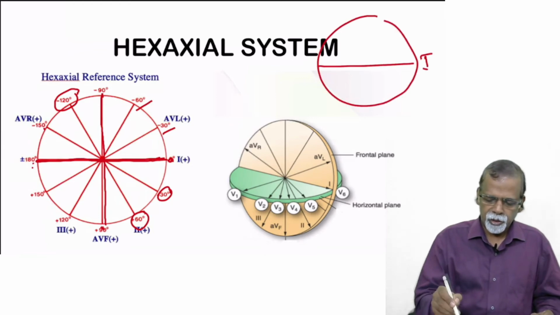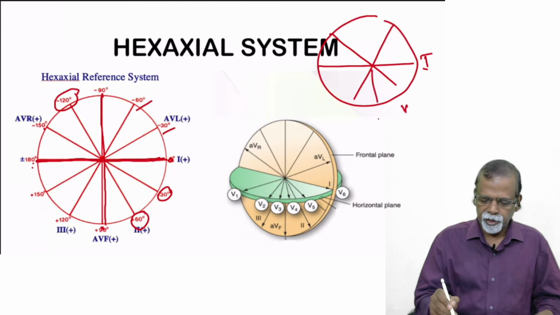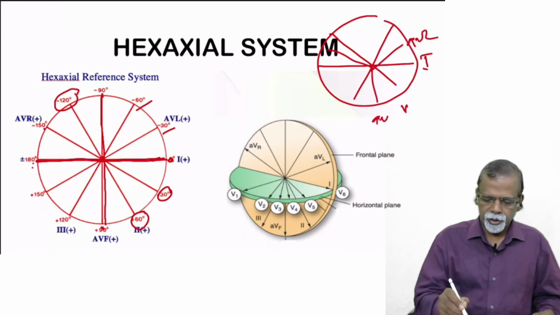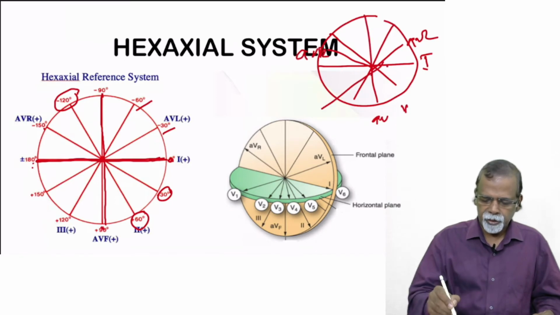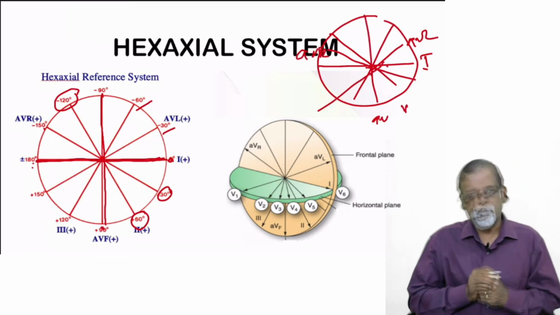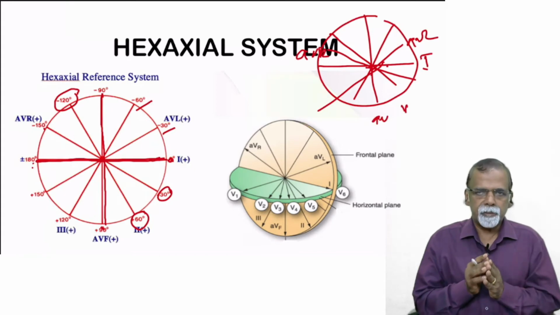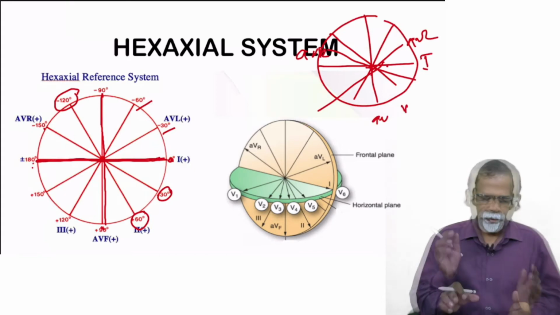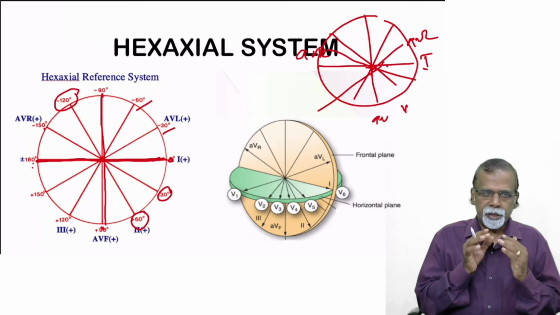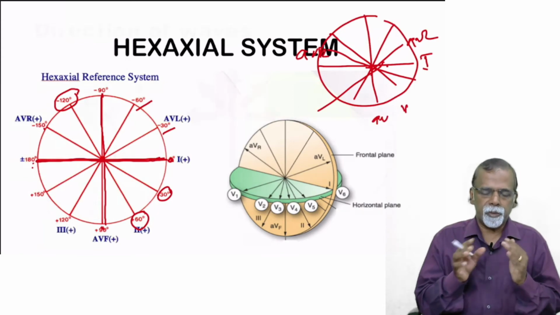Easy to draw, so you remember this is lead 2 and this will be lead 3. Then you keep the AVF, you draw the AVL, you draw the AVR. You extend the lines and you get the hexaxial reference system. So learn it and learn by drawing, and keep this concept in your mind.